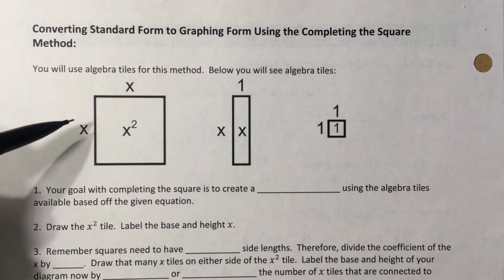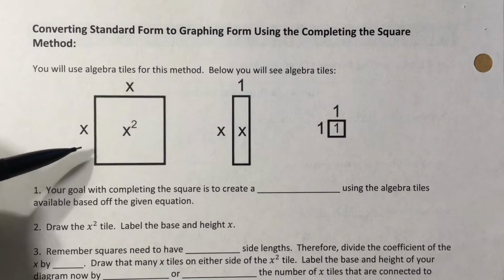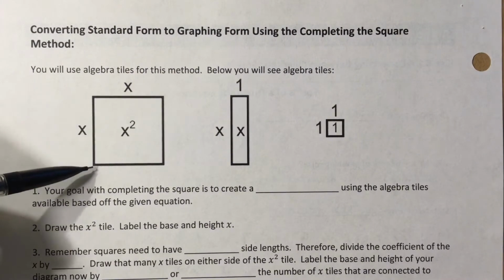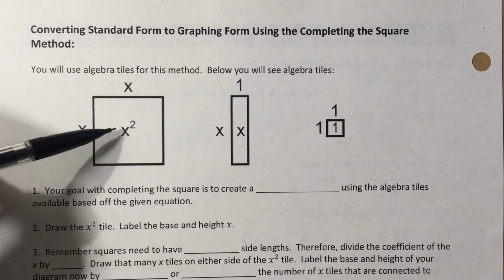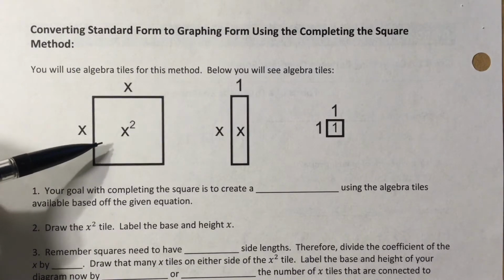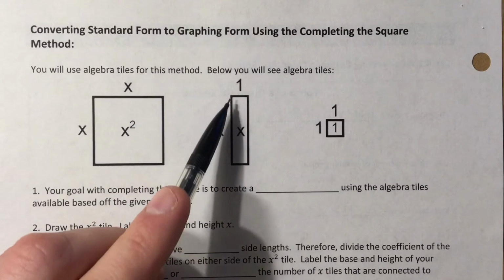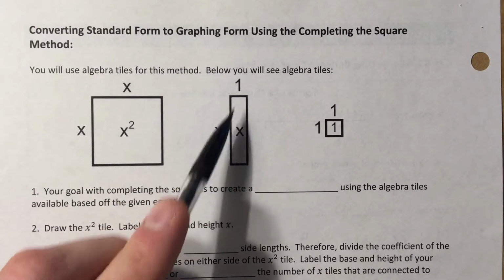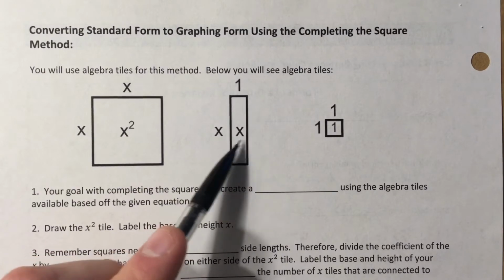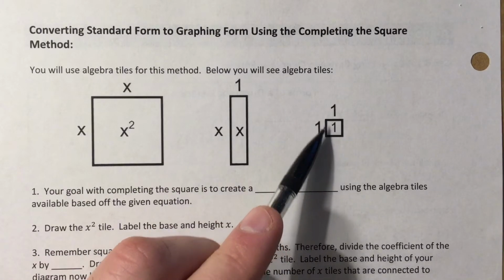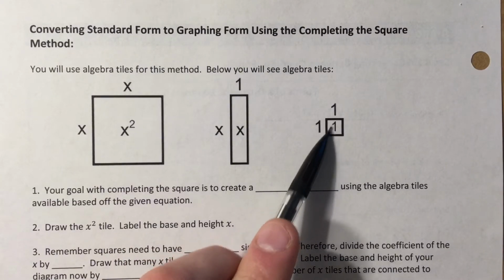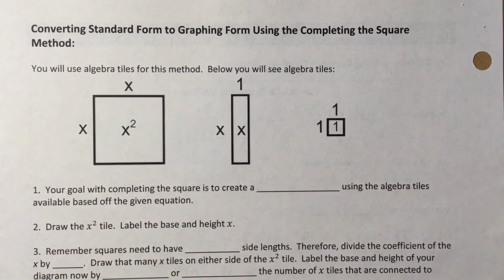So the algebra tiles, you may have seen these in Algebra 1 or in pre-algebra. If you have a square that is x units wide by x units tall, that is an area of x squared. So this is the x squared tile. If you have an algebra tile that is x units tall and 1 unit wide, 1 times x is x, so this is what we call the x algebra tile. And then if we have a tile that is 1 unit tall, 1 unit wide, that has an area of 1, 1 times 1 is 1, we call that the 1 algebra tile.